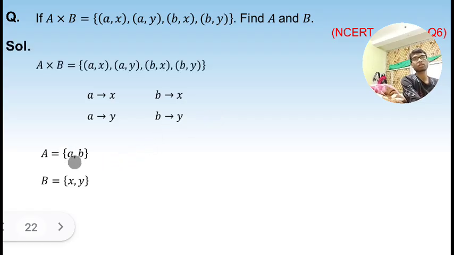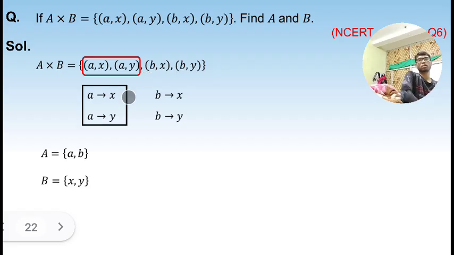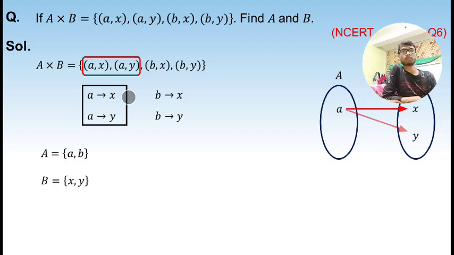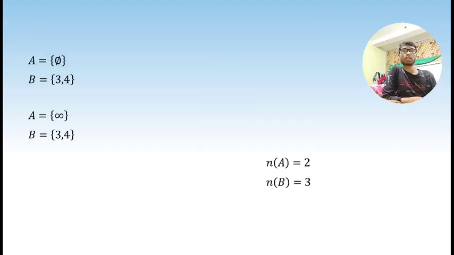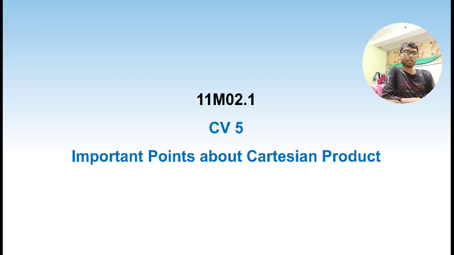Now the Cartesian product of this would be what? A comma x, A comma y, then B comma x, then B comma y. Important points about the Cartesian product.